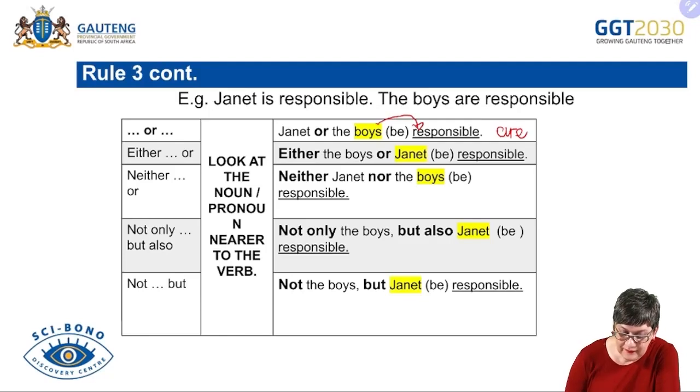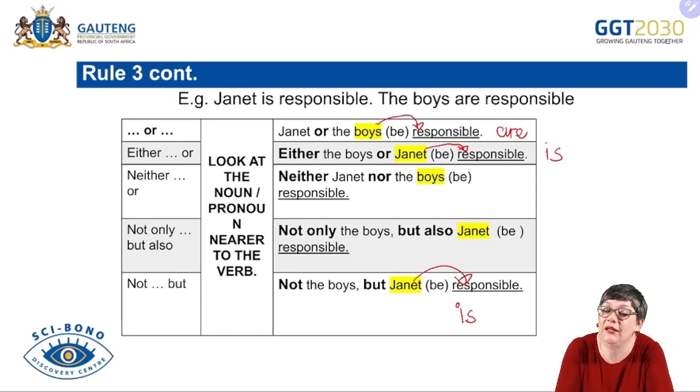Look at the next one. Either the boys or Janet. Now, in this case, Janet is singular and she's now standing closest to the verb. Is. Can you see what's happening here? So look at the noun nearer to the verb. That's the important one. Let's look at the bottom one. Not the boys, but Janet is responsible, because Janet is the closest one to the verb.